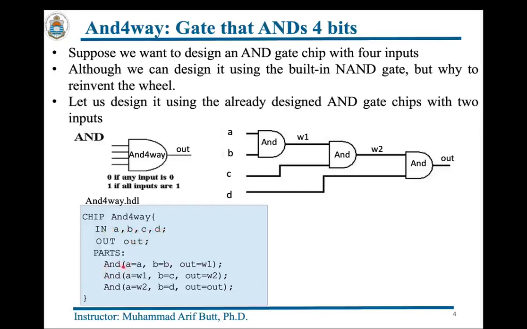And over here you can see that I have used the AND gate chips that have been designed in the previous session. So this is named AND four-way. If you want to name it differently, you can, but for this course, let it be like this. AND four-way is an AND gate chip that inputs four single-bit numbers and generates a single-bit output, namely out.